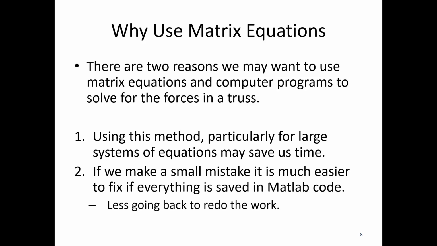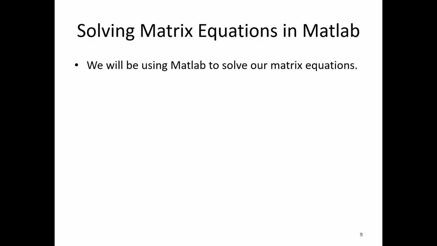Number two, if we make a small mistake, it's much easier to fix everything that's saved in code. So chances are with 10 equations, 10 unknowns, somewhere you're going to miss a minus sign or misplace a decimal point. If you do everything in code, then it's going to be easier to go back and redo the work. You simply fix it, rerun the code, and you get your corrected answer. All right, so how do we do this in MATLAB?